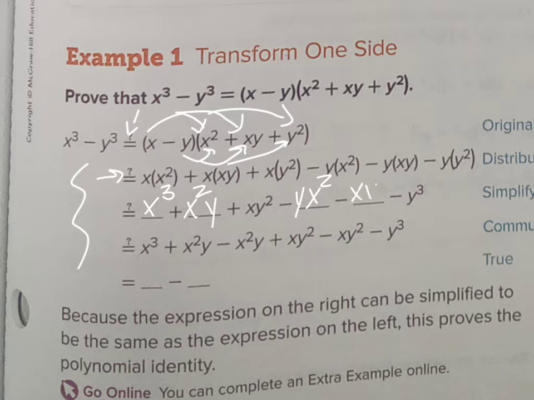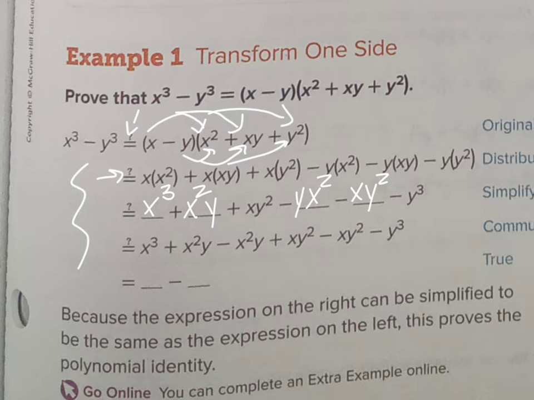Xy squared. And then finally, negative y times y squared is negative y cubed. Okay, so standard is to write it in alphabetical order. So you'd always write the x before the y. But you're allowed to multiply in any order.